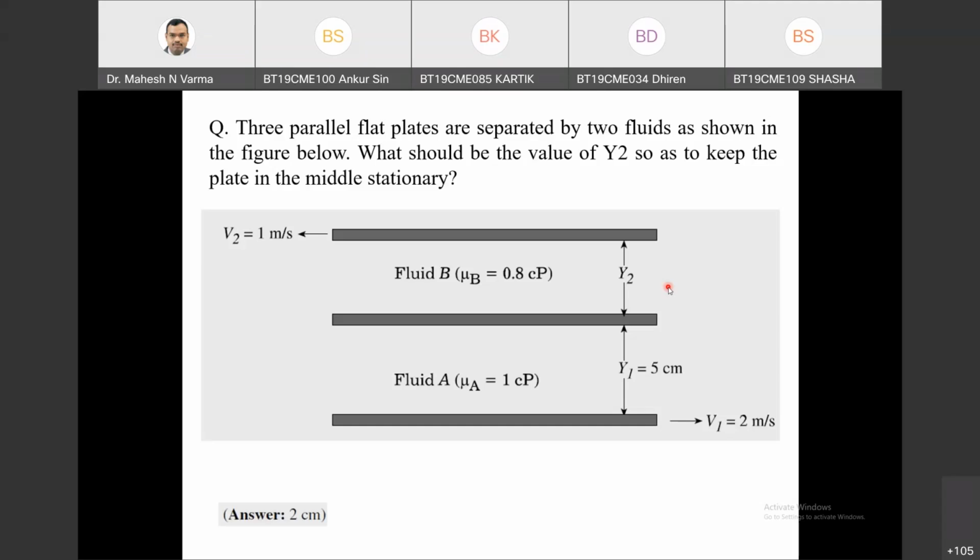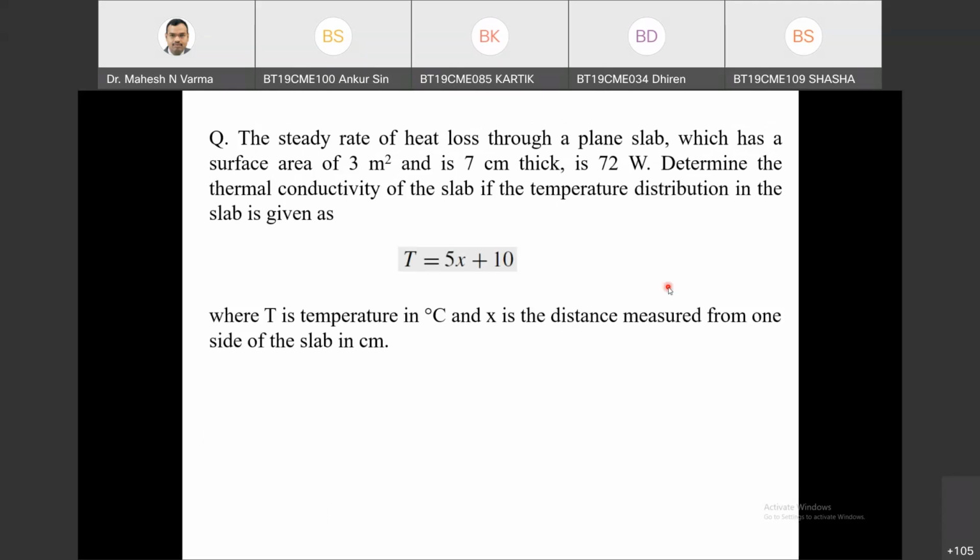So this answer is 2 centimeter. Everybody is getting 2 centimeter. Very good. No other answer. Very good. So this is the third problem. I think you can solve it very easily. It is a heat transfer problem, a conduction problem. You might have devoted a couple of units in heat transfer to solving more complicated problems. Here, rather than that, it is just to have a feel of Fourier law of heat conduction again.